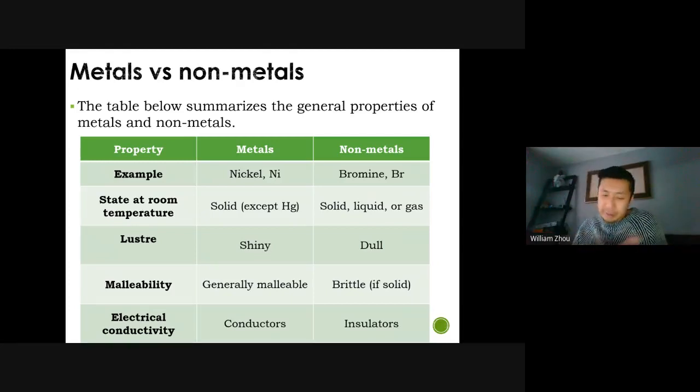So for example, of metals, a nickel. A nickel's a metal, and a nonmetal will be like bromine or oxygen, carbon, like helium. Those are all nonmetals. So metals typically are solids. The only liquid metal at room temperature, meaning 25 degrees Celsius, is mercury.